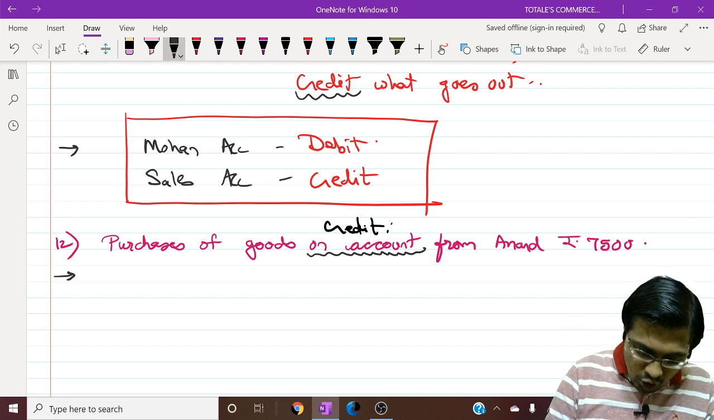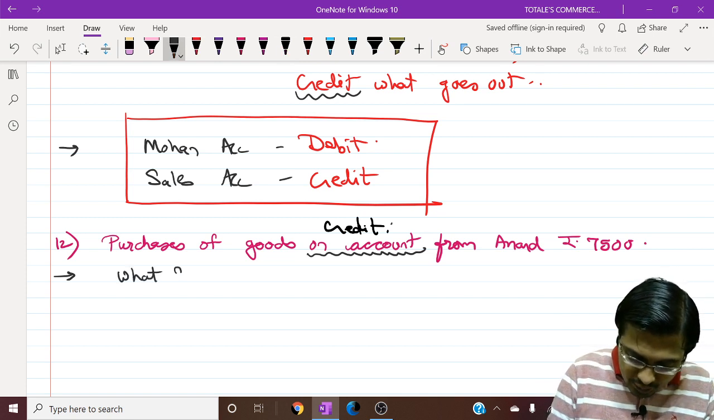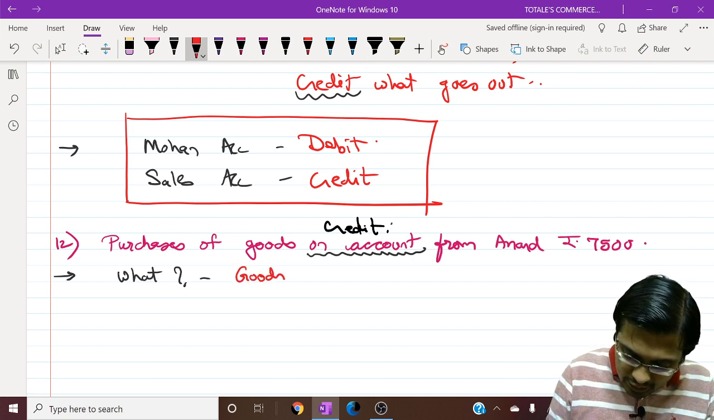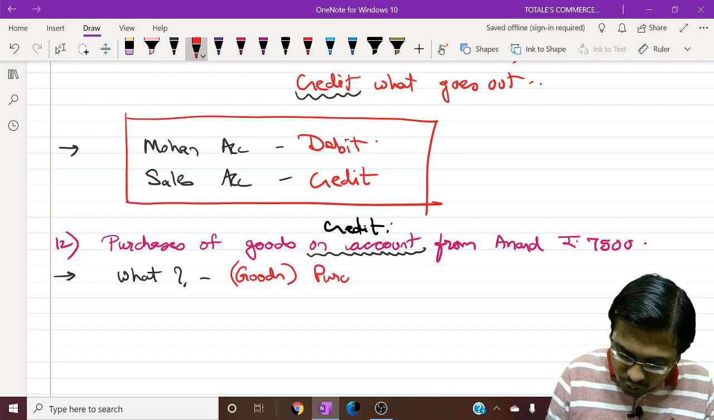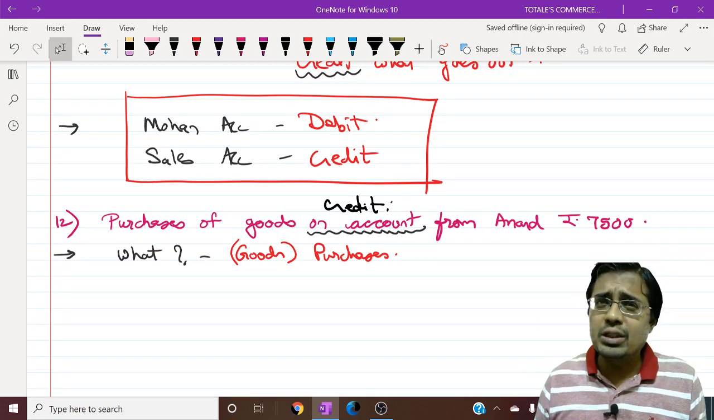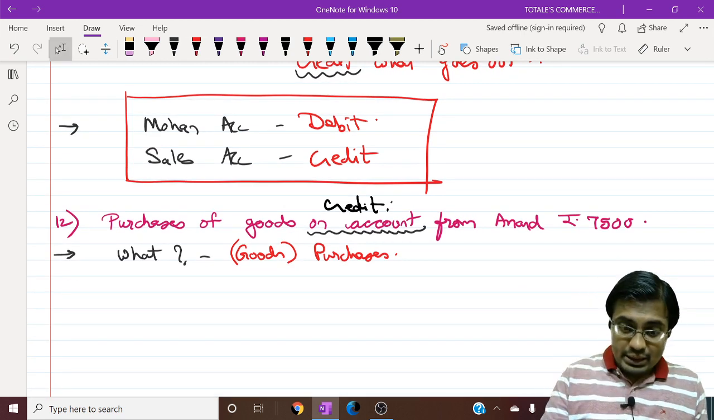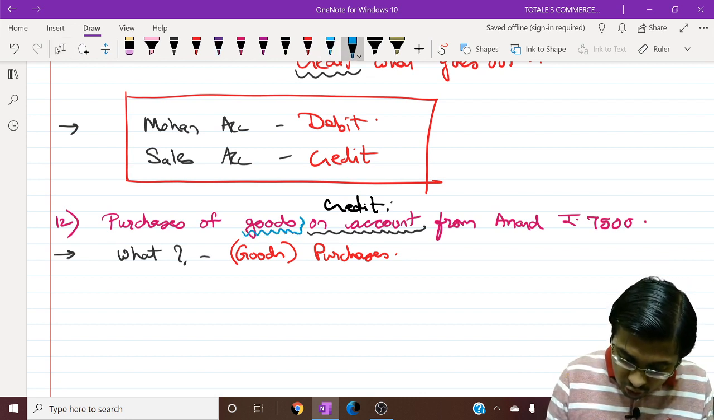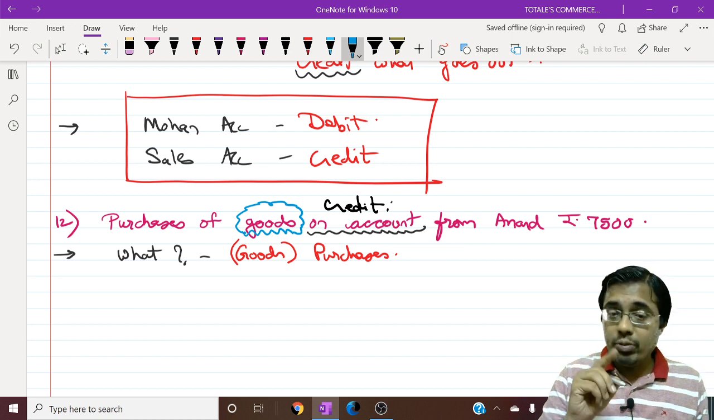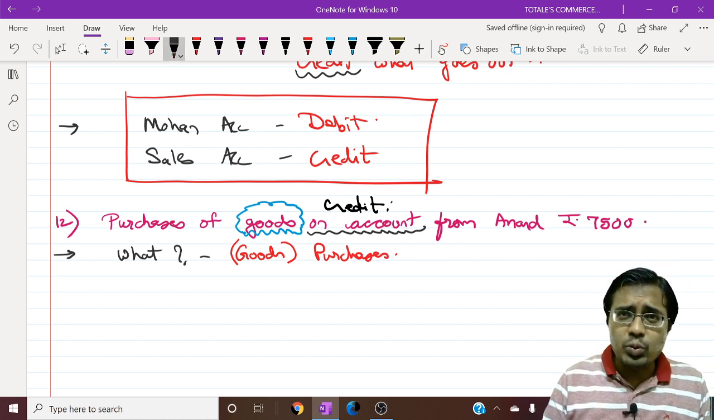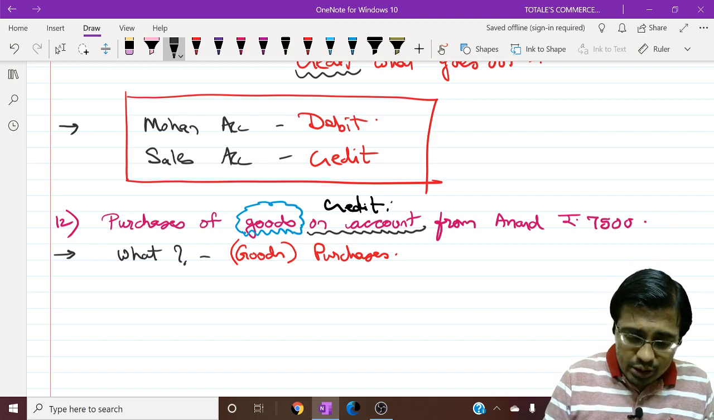Okay, so let's move on. What did we purchase? Obviously goods. But now, my friends, we have grown up, we'll be using the word purchases. Now there is a confusion. Should we use the word purchases even for assets? No. The word purchases is used only for goods. Remember that always. Otherwise than goods, if it is assets, it would remain assets. We won't be using the word purchases.